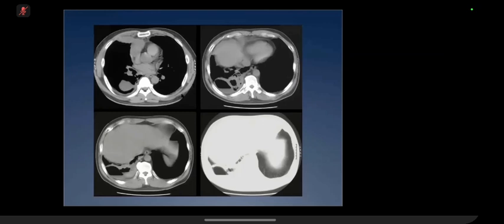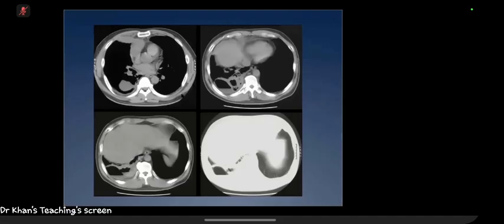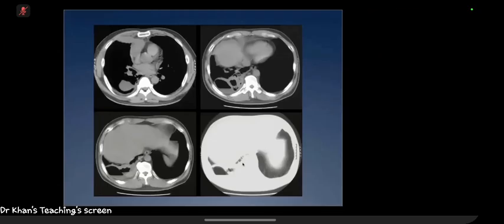So, okay, I will try to analyze the rest of the images. Just look at the lung window. Okay, so on the lung window, there is a fistula. Yeah, there is. Very good. Yes. So what is that fistula called? A bronchopleural fistula. There is a bronchopleural fistula.